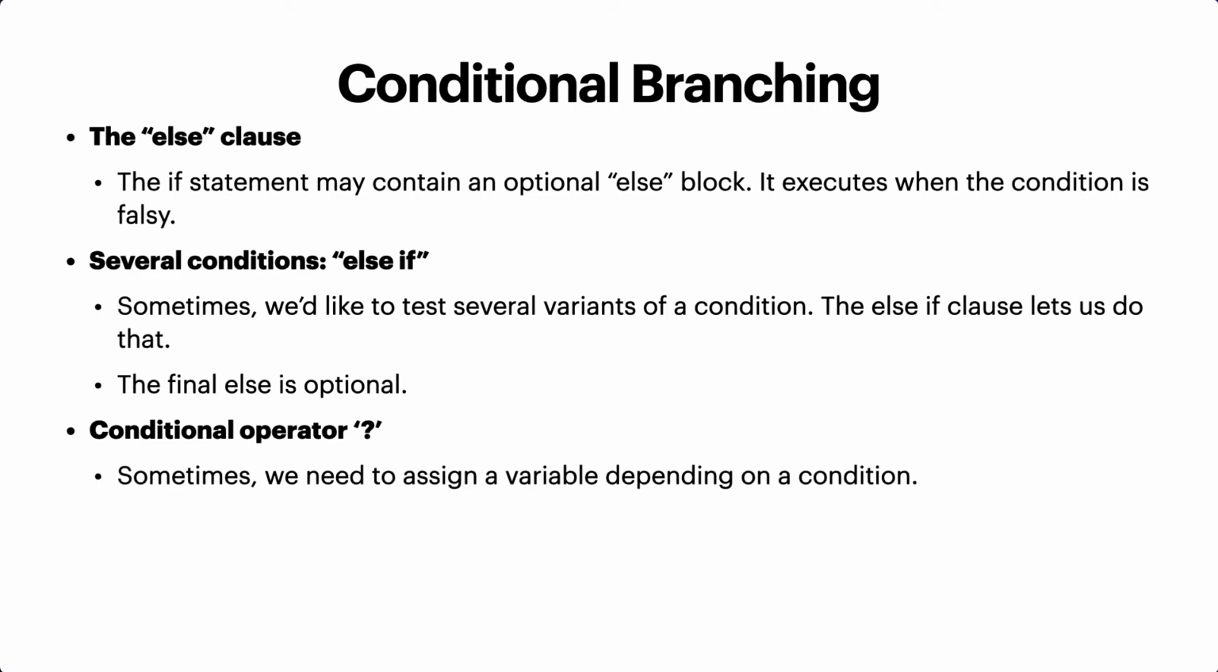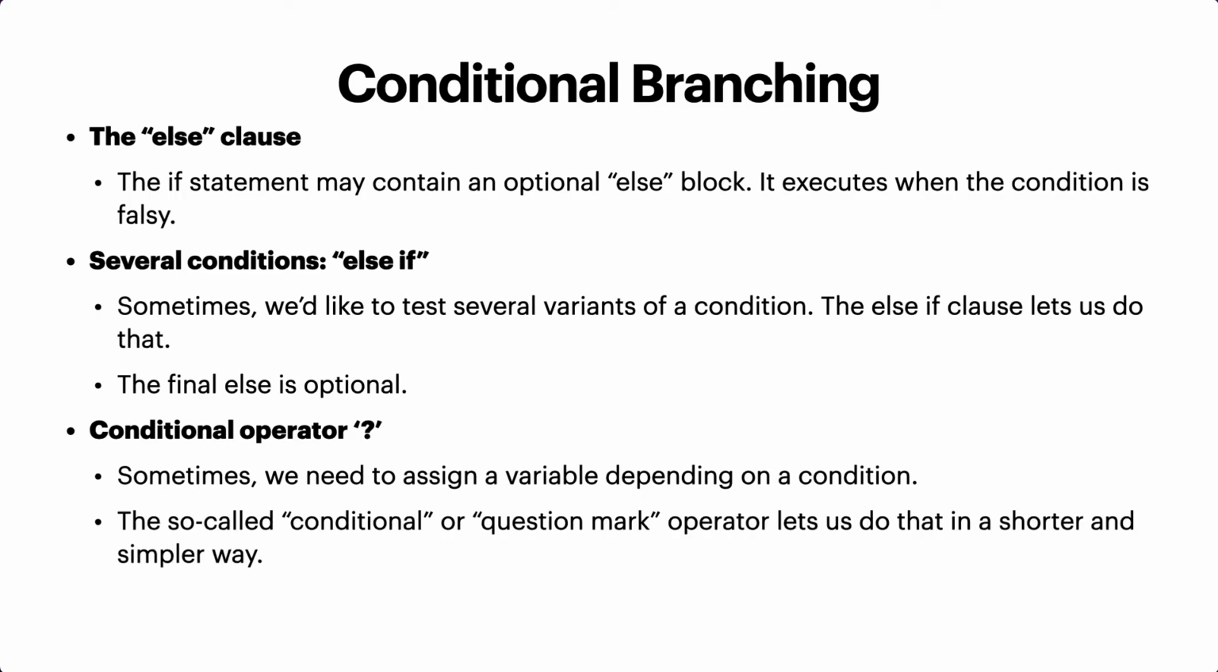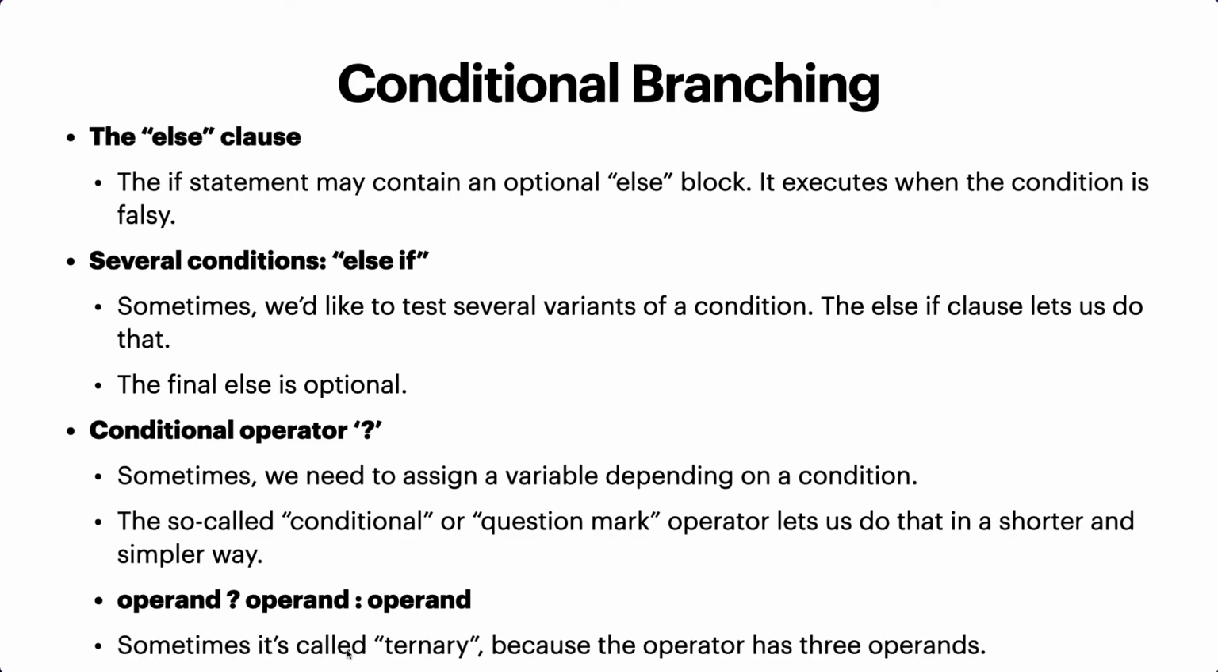Sometimes we need to assign a variable depending on a condition. So how do we assign a value to a variable based on some certain condition? The so-called conditional or question mark operator lets us do that in a shorter and simpler way. We call it a ternary operator as well, and this is basically a way to conditionally assign a value to a variable. As I mentioned, sometimes you call it ternary because the operator has three operands.